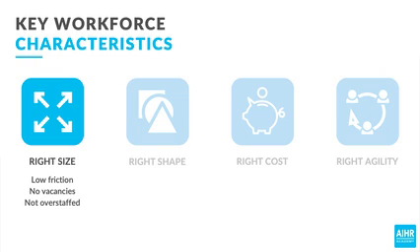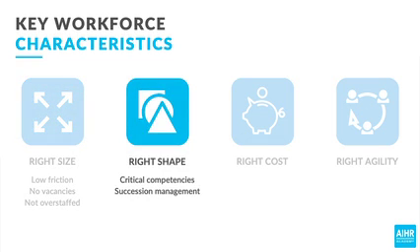And size, of course, also has to do with overstaffing. If you have too much personnel and not enough work, you're overstaffed, so you're lacking the right size. So size is really related to cost that we'll talk about later. Second, you need to have the right shape in your workforce. And shape has everything to do with having the critical competencies within your organization.